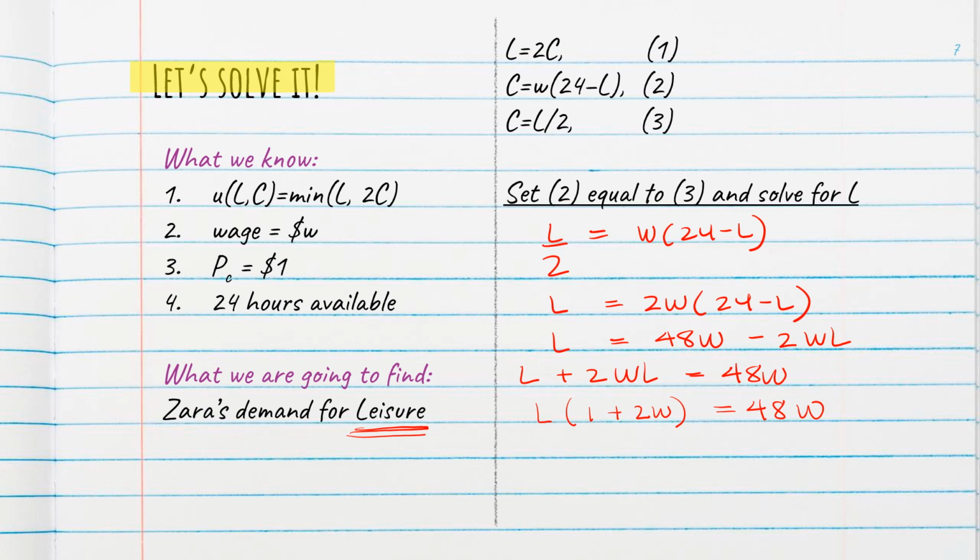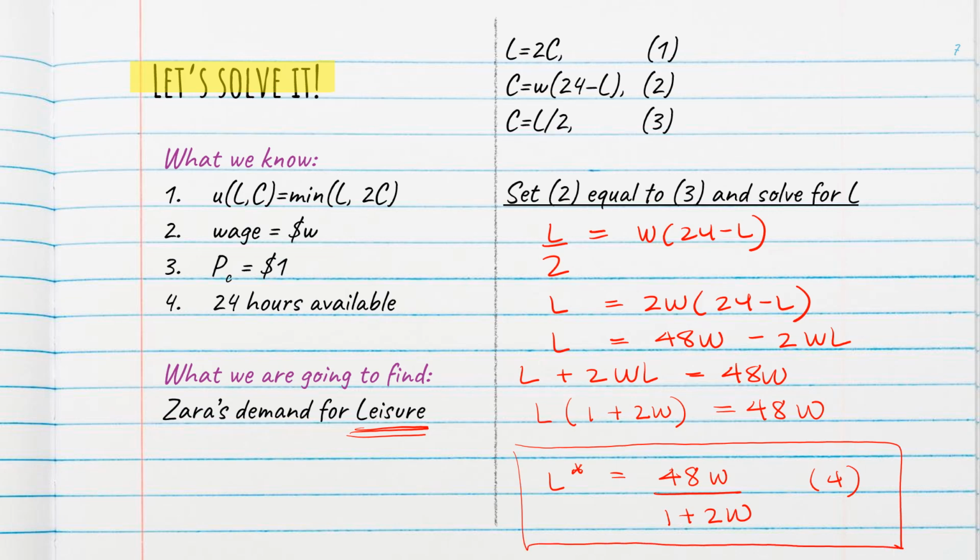I'm finally there. I divide both sides of the equation by 1 plus 2w. I get L star is equal to 48w over 1 plus 2w. We can call this equation 4, and this is our demand for leisure, or Zara's demand for leisure.